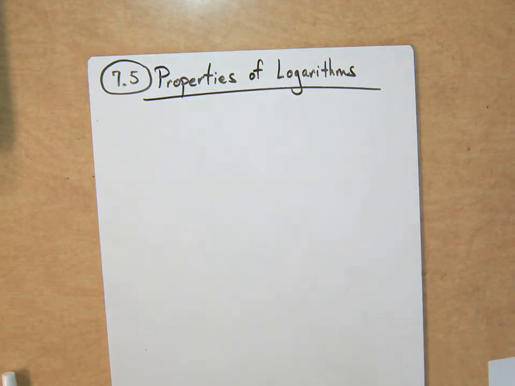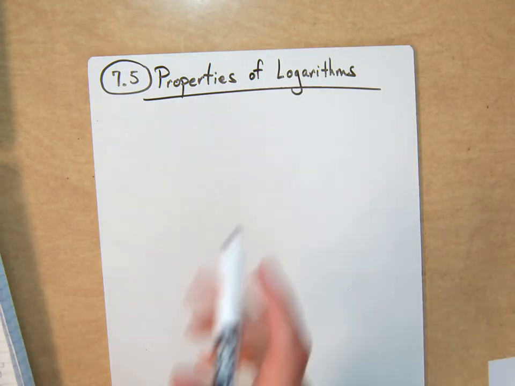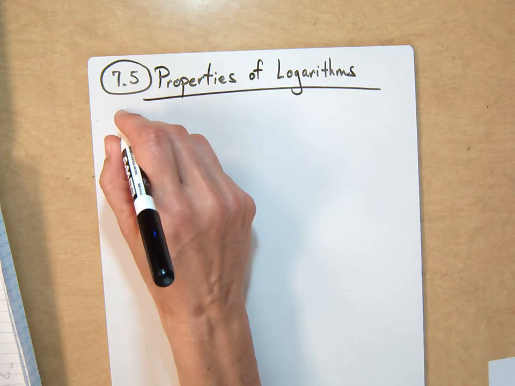Okay, properties of logarithms. This goes with section 7.5 in your book. Sometimes people call these the laws of logs. There are three properties to know and names that go with each.